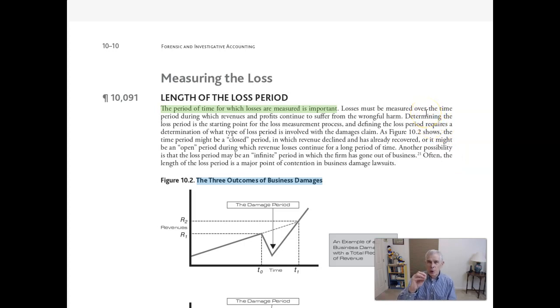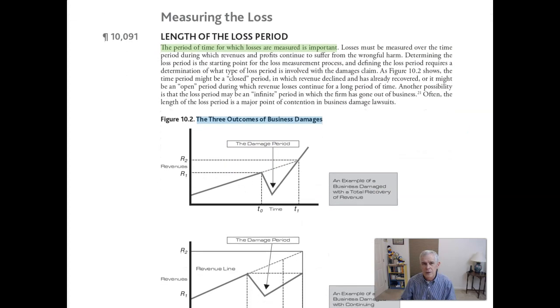Another judgment call you have to make as a forensic accountant doing this litigation support work is, what is the loss period? There is an action that happened. The plaintiff is saying, I was harmed by that action that this other person, the defendant, caused. You have to decide, well, how long was the damage period? So you have, maybe three outcomes, just to put it simply here. The first one here, let me scroll this down a little bit. There, scroll up a little bit.